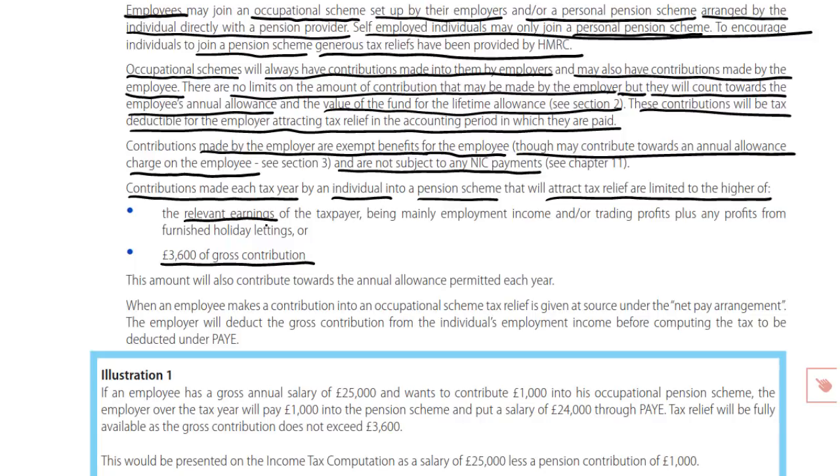Now, I say gross there because what we're aware of is that if you make a personal pension contribution, they are said to be made net of basic rate relief at source. So 3,600 times 80% would equal the personal pension contribution payment that the individual could make, which when grossed at 100 over 80 would give you 3,600.